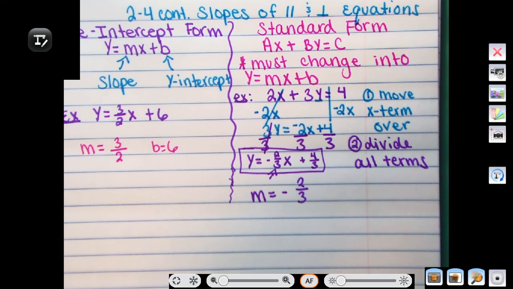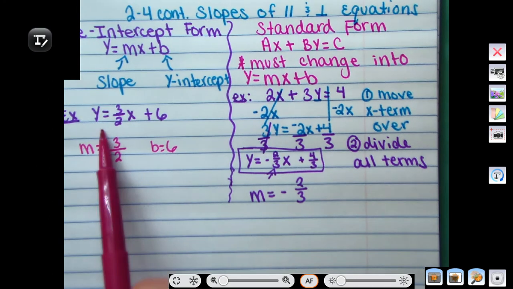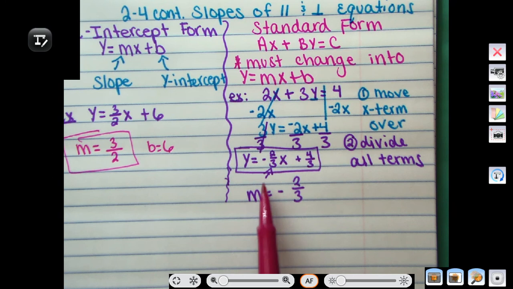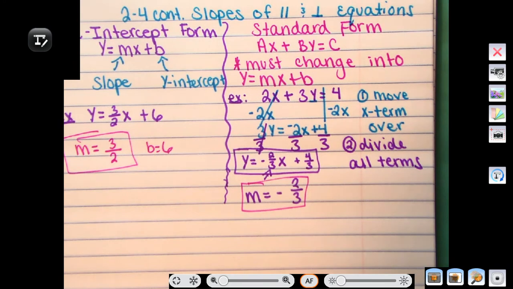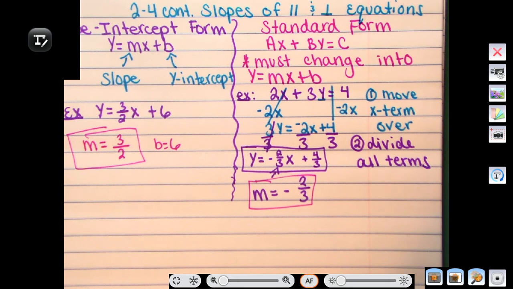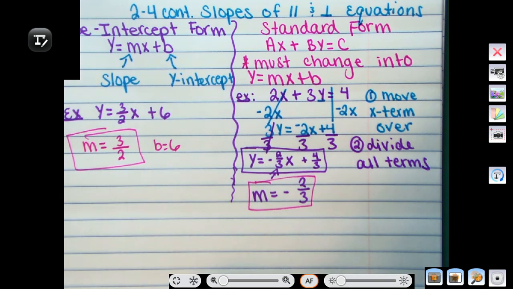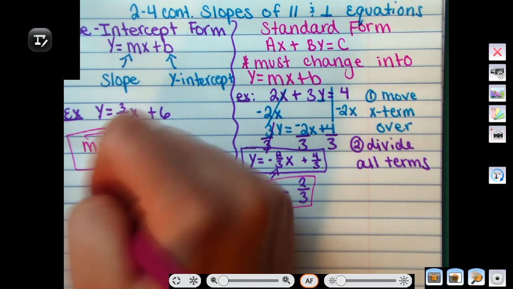So now let's compare. We have this slope here, and we have this slope here. So what can we say about these two? What kind of relationship do they have? Are they parallel? Are they perpendicular, or is there no relationship? So you should notice that they are negative reciprocals, so these two lines are perpendicular.